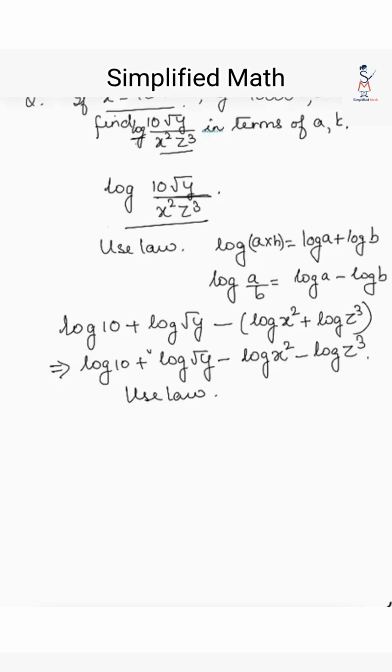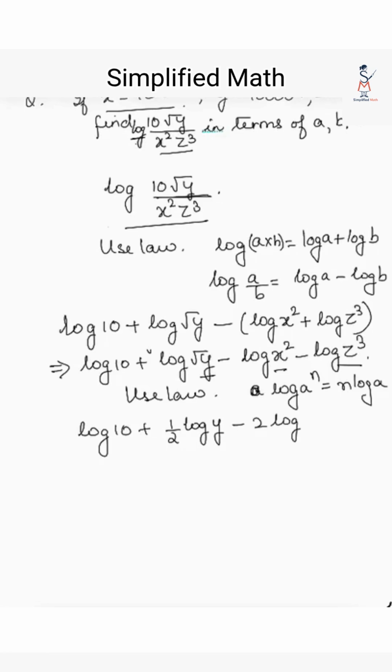Now again we will use the law of log. What is that? That is log a raised to the power n is n log a. We will use that law over here. Log 10 we will let it be log 10. Root y means y raised to the power half. So that half will come in front and this will become log y. Same way it will become 2 log x and this will become 3 log z. Now if we get log y, log x and log z, our problem will be solved.